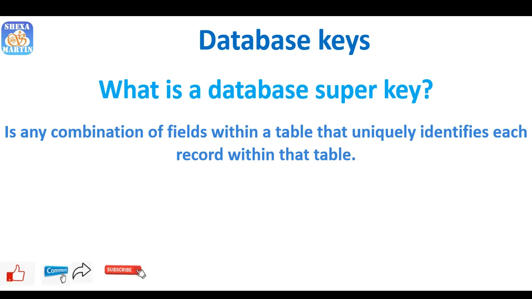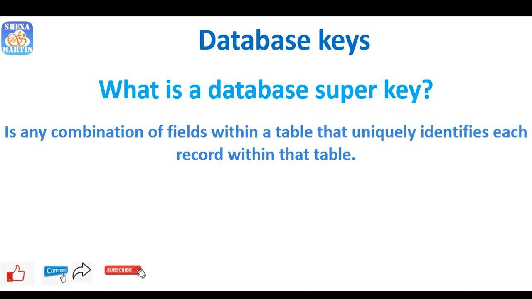So if you combine all the columns for any table in a relational database, that set is a super key, and then we can remove some of the columns that are not necessary for unique identification of each record. By doing that, we will be forming a primary key or a candidate key. So in essence, all primary or candidate keys are super keys, but not all super keys are primary or candidate keys.